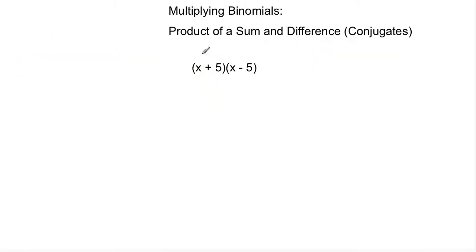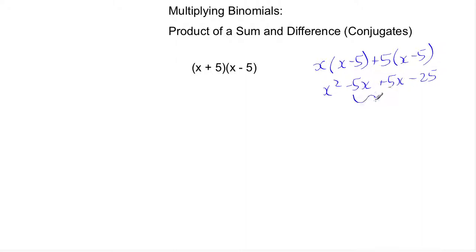And then lastly, we also have a product of a sum and a difference. These are called conjugates. You don't need to know this word right now. It does help you out later on in algebra courses, but for right now, just call it a sum and a difference. I'm going to multiply this out the old-fashioned way. So again, x times x minus 5 plus 5 times x minus 5. It gives you x squared minus 5x plus 5x minus 25. Well, if I combine these middle terms, look at what happens here. Negative 5x plus 5x is 0. So I actually get x squared minus 25.